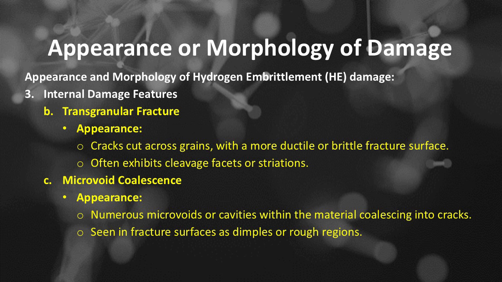Internal damage features. Number B, transgranular fracture. The appearance of this transgranular fracture are cracks cut across grains, with a more ductile or brittle fracture surface, often exhibiting cleavage facets or striations. Internal damage features. Number C, microvoid coalescence. The appearance of this microvoid coalescence are numerous microvoids or cavities within the material coalescing into cracks, seen in fracture surfaces as dimples or rough regions.